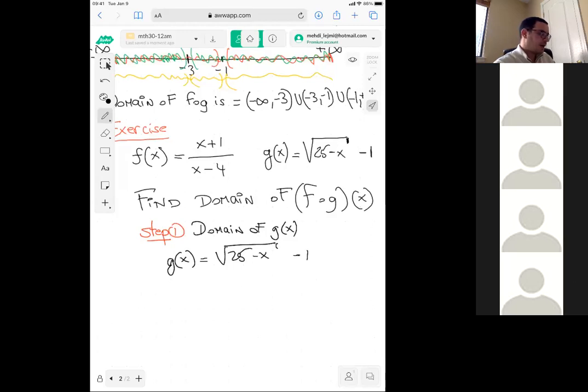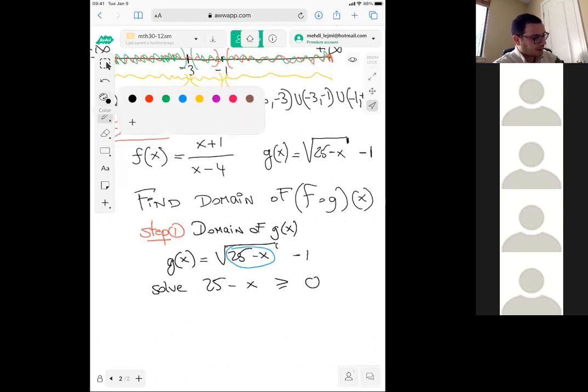So for the domain of g, guys, there's no fraction, obviously, right? But then we do have a square root, right? Now, as I said, for the square root, you have to solve what's under the square root larger or equal to 0. So under the square root, I have 25 minus x. All right, so I don't include the minus 1. So all I have to solve is 25 minus x larger or equal to 0. That's what's under the square root, right? That's the 25 minus x.